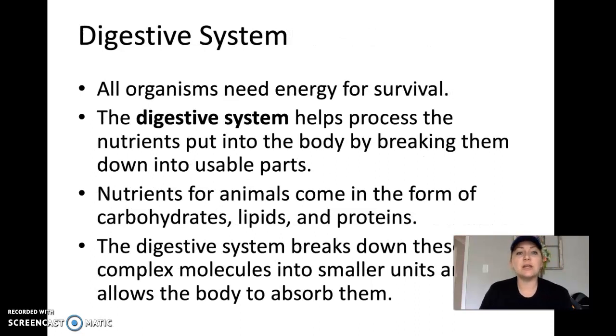Okay, so starting with the digestive system. Obviously, we all need energy and food to survive. So for us, the digestive system is how we break that down into usable parts that we can absorb up into the bloodstream. Nutrients, we know this all the way back from the fall, carbohydrates, lipids, and proteins are the nutrients that we eat in order to survive.